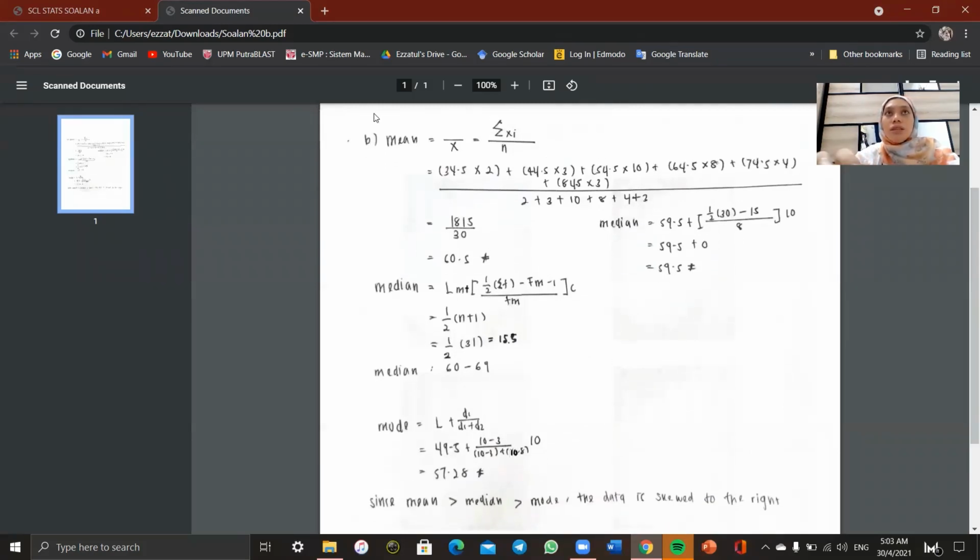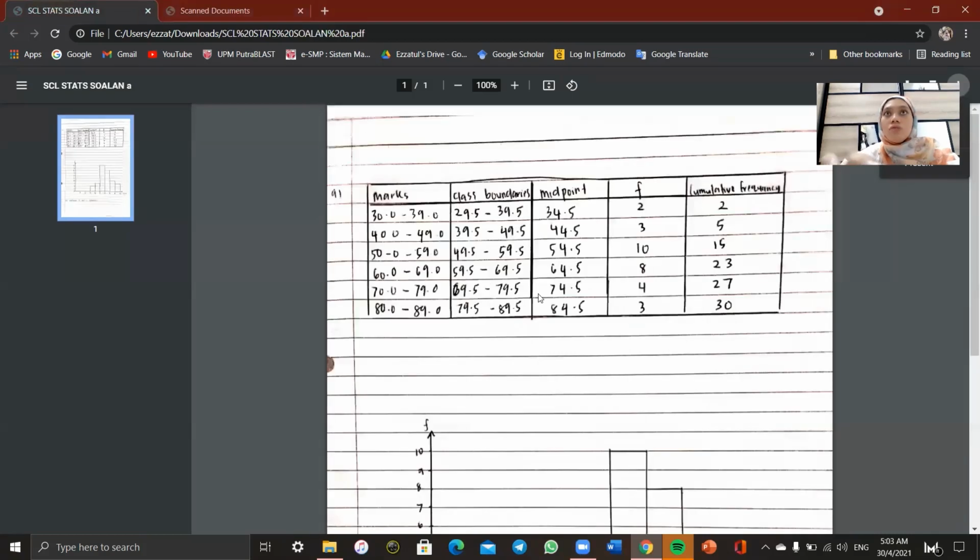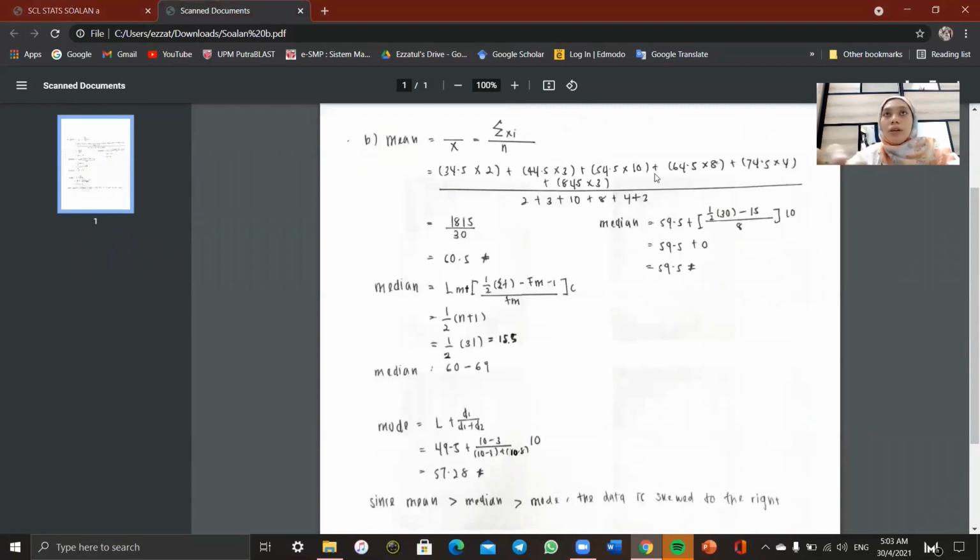I will explain question B, which is to calculate the mean, median, and mode. Okay, first is the mean. I'm using this formula: mean equals the sum of all data divided by the number of data. So I multiply each midpoint by its frequency, then divide by the sum of frequency, which is 18105 divided by 30. So the mean is 60.5.